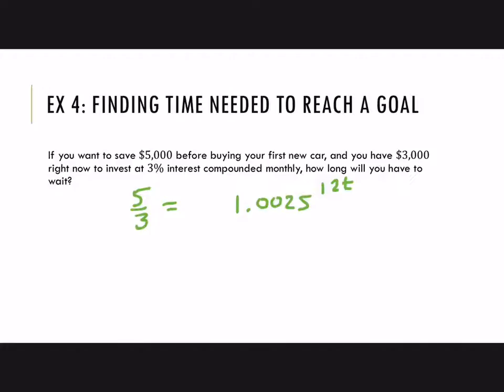Basically, logarithms are the inverse of exponents. A logarithmic equation will undo, or is the inverse of, an exponential equation. It's similar to the way that multiplication and division undo each other, or addition and subtraction. Alright, so if I want to get rid of this 1.0025, I can't just divide by it because it's not multiplied times 12t, it's raised to the power of 12t. Alright, so here's the word logarithm.